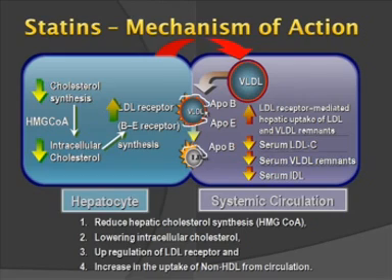HMG coenzyme A reductase is an enzyme required for cholesterol synthesis and to incorporate the cholesterol into the cell. These drugs block the action of HMG coenzyme A reductase and thus reduce the cholesterol synthesis and incorporation of cholesterol into the cell, and they increase the LDL receptor propensity. Once the LDL receptors are increased, LDL that is circulating in the plasma is trapped and then degraded or sent into the bile.